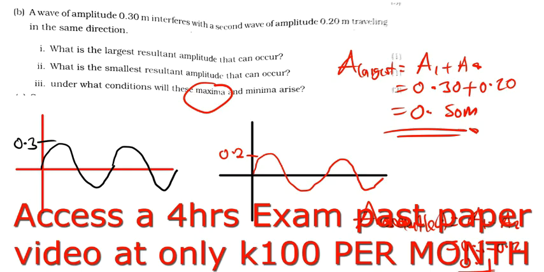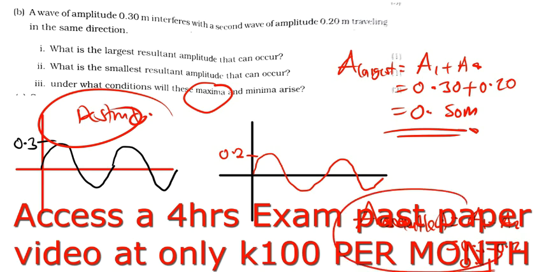A constructive interference. As long as constructive interference is going to be there, then we are going to have maximum. If we're going to have destructive interference, since one is going to be distracted, like in this case 0.2 has been distracted by 0.3. So for the minimum is destructive interference, for the maximum is constructive interference. That is it.